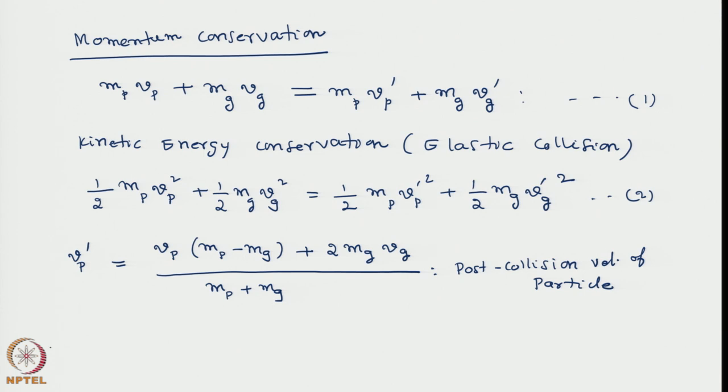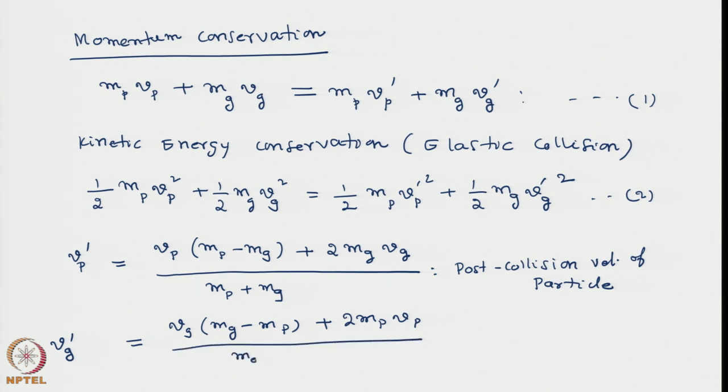Similarly, Vg prime will be: Vp will be replaced with Vg and it will be (mg minus mp) here. This term will be 2 mp Vp, and the denominator will be the same, mg plus mp. This is the post collision velocity of the gas molecule.